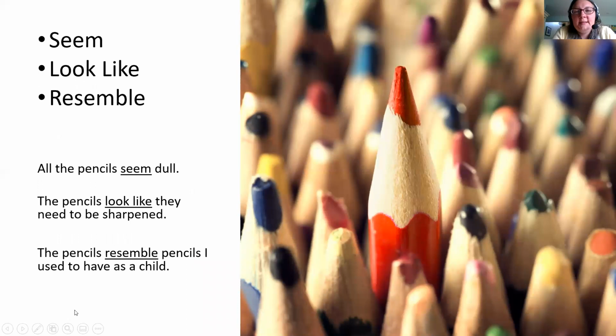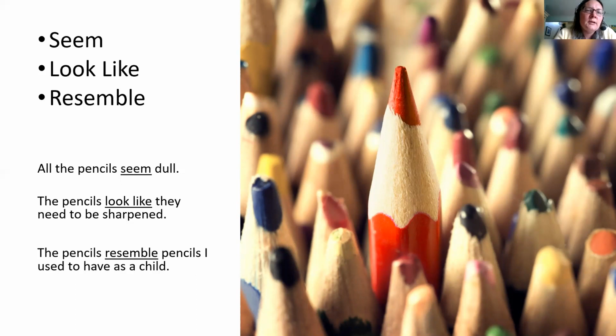Okay. I think these are probably, this grouping of three, while they're all related, these are kind of tough. So let's take a look at this. All the pencils seem dull. When things seem like something, they appear that way to us from our point of view. Okay, they seem dull, and if you take a look at them, of course they are, with the exception of that red pencil sticking up.